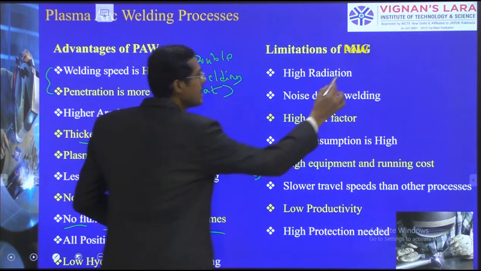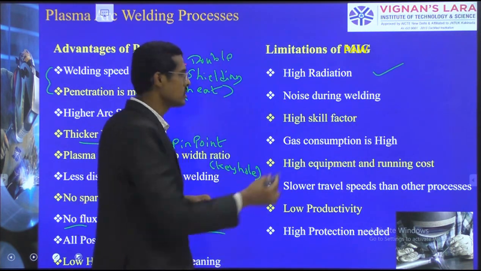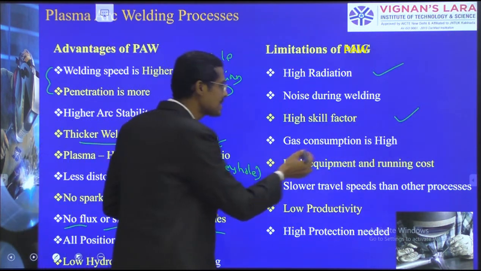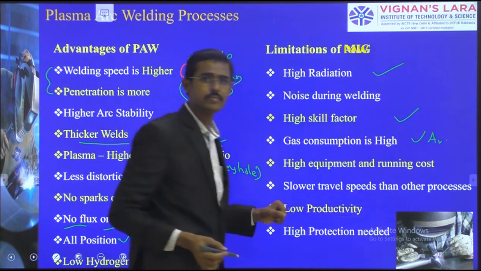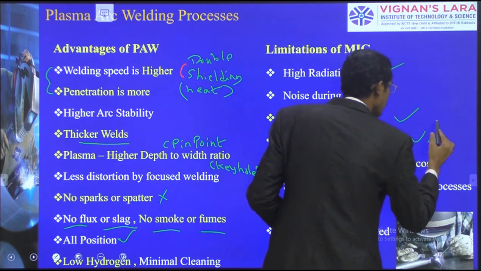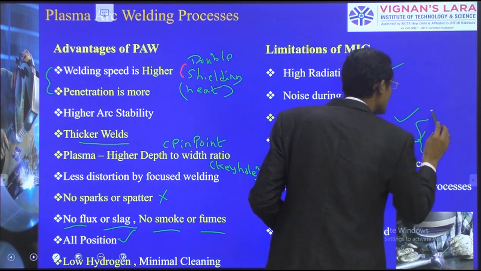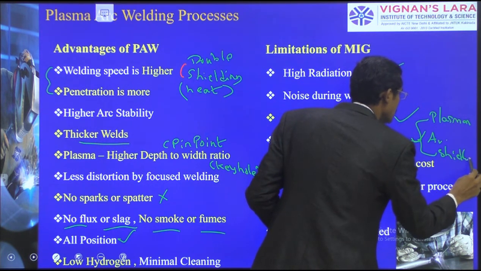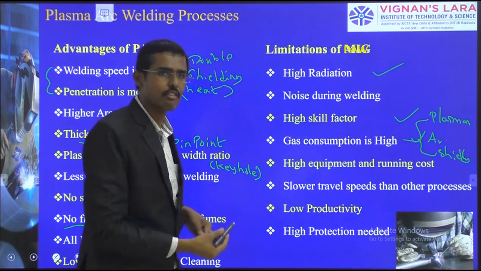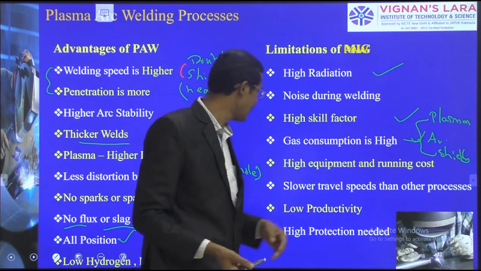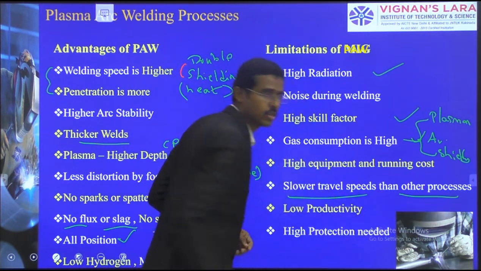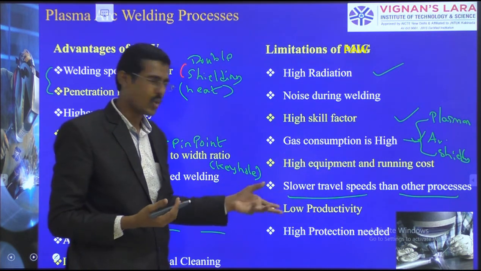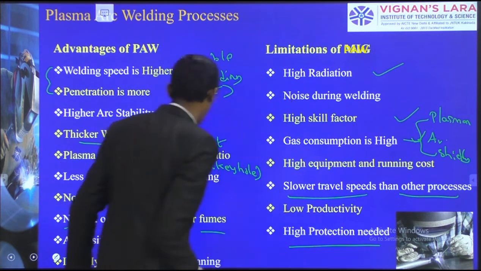But limitations: high radiation is formed, there is noise during welding, high welder skills are mandatory, and gas consumption is high. Argon we are giving both for plasma and also for shielding. Therefore, more is required than in the TIG welding process. High equipment running cost, slow travel speed compared to other processes. Even when comparing with the submerged arc welding process, it is slower. Low production rate, and high production is needed.